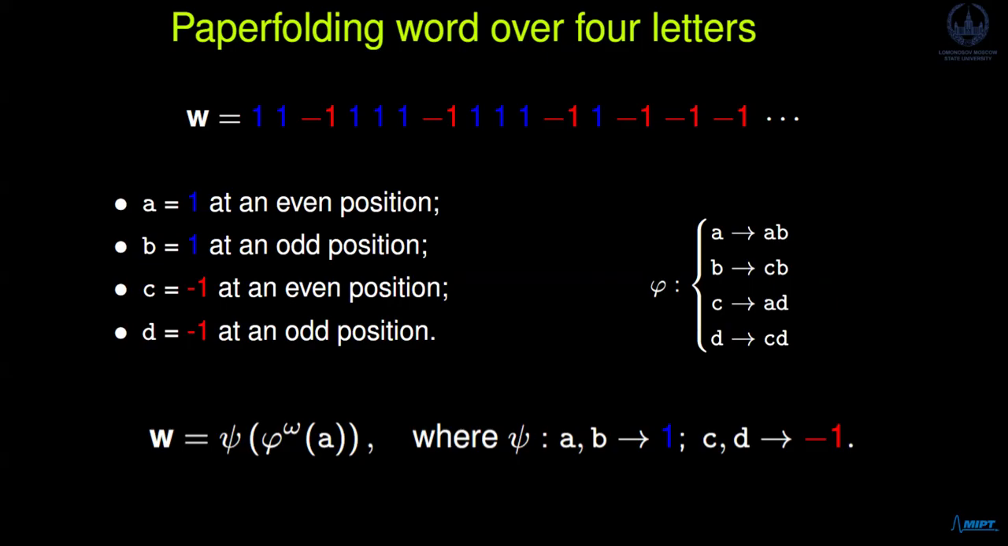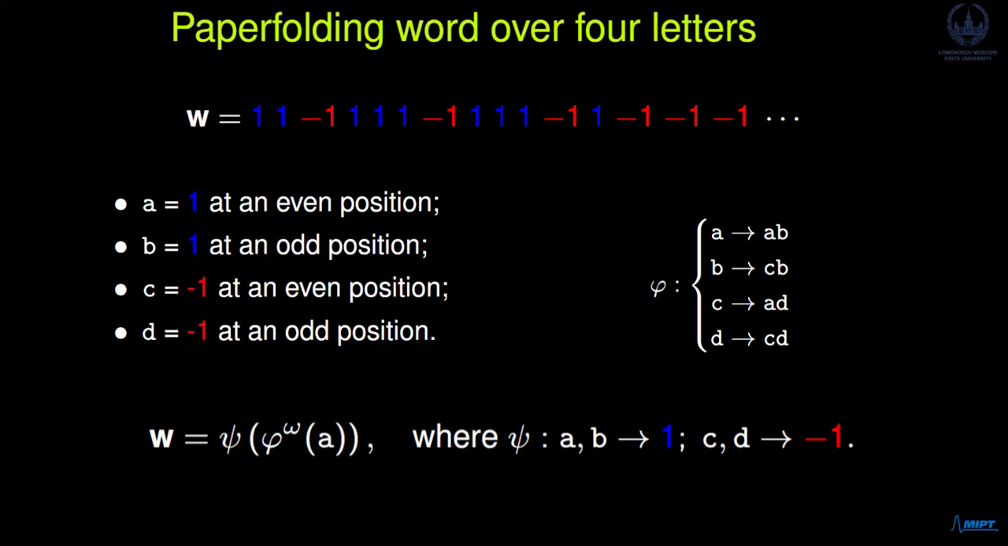The sequence W starts as 1, 1, minus 1, 1, 1, minus 1, 1, 1, minus 1, and so on. This sequence alternates between ones and minus ones, and the alternating pattern is maintained across even and odd positions. The expanded alphabet helps us visualize the structural complexity of the word.